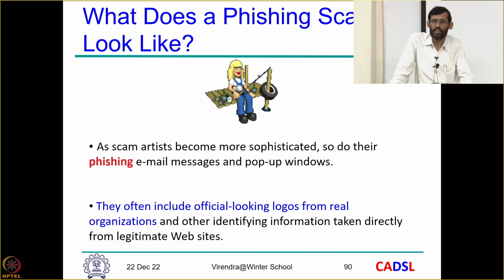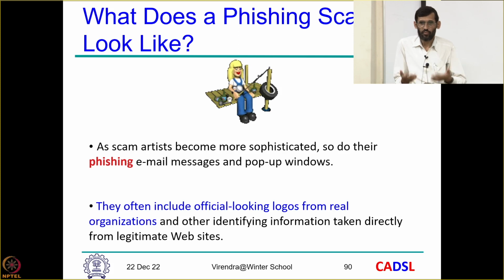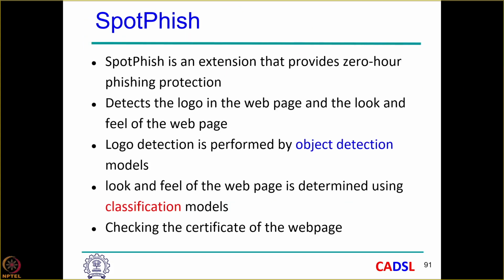Now the question is, I can still check the certificate, but then with whom? So one of the ways is that we look at the official looking logos, take that logo and confirm whether it belongs to that organization or is a similar looking logo. This is where machine learning, or the computer, can do better than whatever a human can do, and this can be automated.